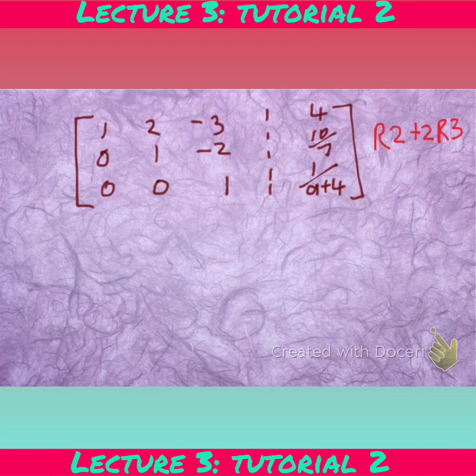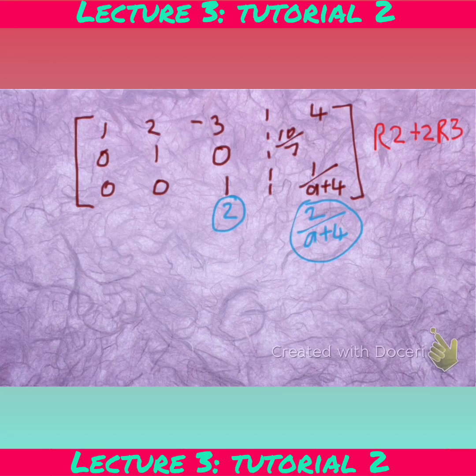Now I need to create zeros above the leading ones. So I start with the leading one in the third row. I'm going to change the second row by adding twice the third row to it. So I get 2 and 2 over a plus 4. Adding that to the second row, the entry above the leading one in the third row becomes 0. And then the entry in the last column becomes 10 over 7 plus 2 over a plus 4.